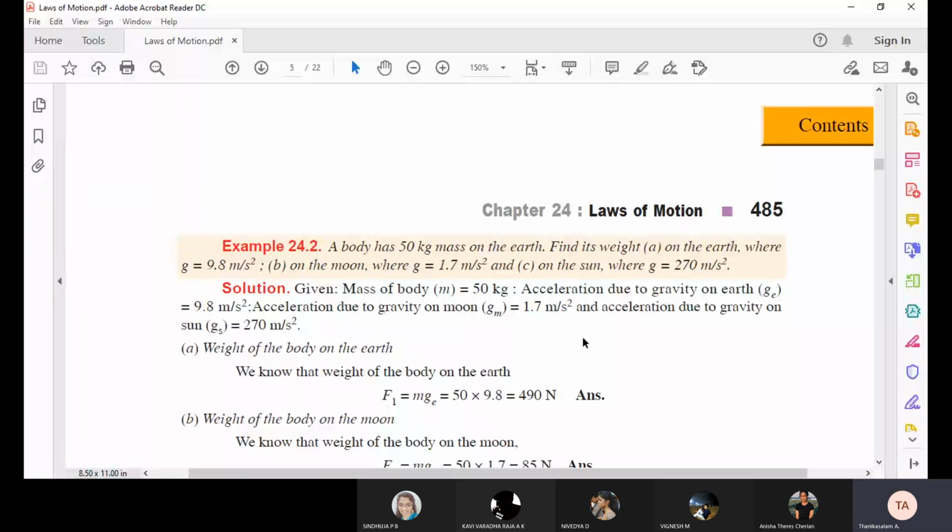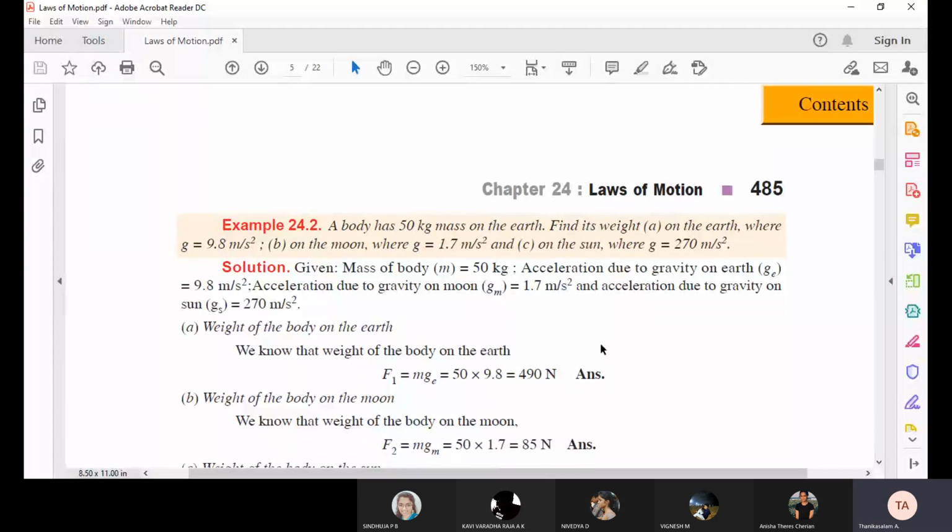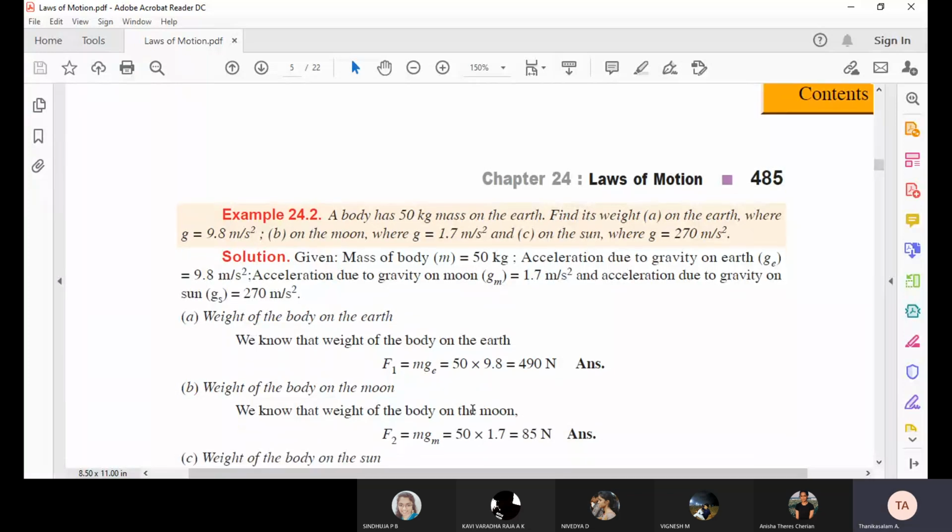They asked for weight. We know weight equals what? Mass into gravity, M into G. So they applied M into G at Earth. 50 into 9.81. Therefore, the weight equals 490 Newton on the Earth. See, for the same 50 kg body, if it is on the Moon, the weight is 50 into 1.7, therefore 85 Newton. Just imagine. Because if you change the gravity, the weight also changes.